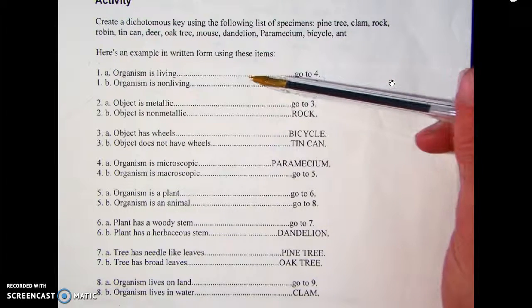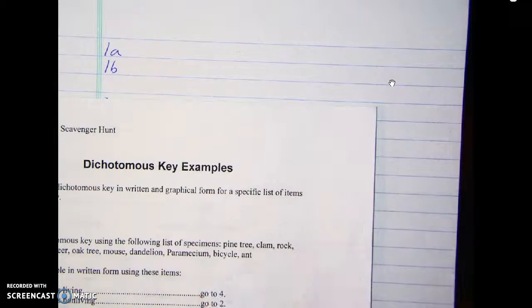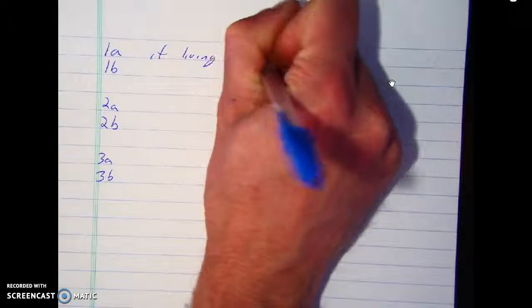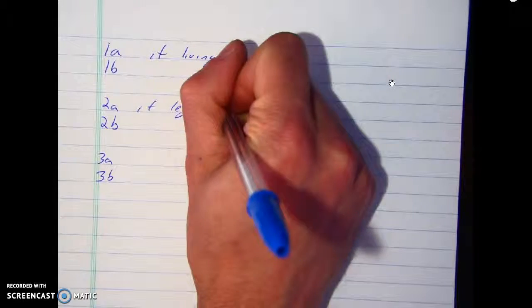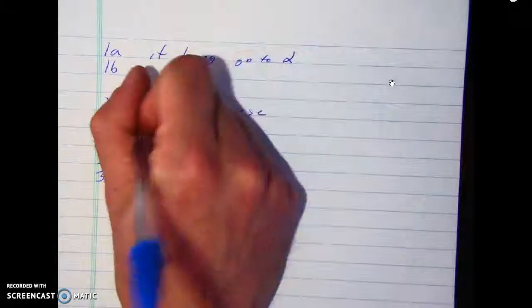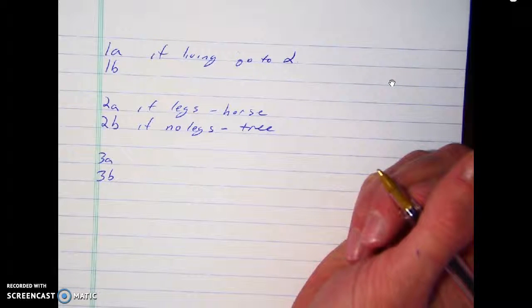When you do it this way, the verbal way, to make a dichotomous key, I would always start out by doing 1A and 1B, 2A, 2B, 3A, 3B, and so on, and then go from there. So your 1A and 1B are going to be the first way that you're going to split the objects up. In this case, we've got living and non-living creatures in this example. So 1A would be like, if living, go to 2. Come down here, and maybe you've got, I don't know, a horse and a tree. You could say something like, if legs, it's a horse. If no legs, then it's a tree. And that's kind of a silly example, not very long or well thought out.